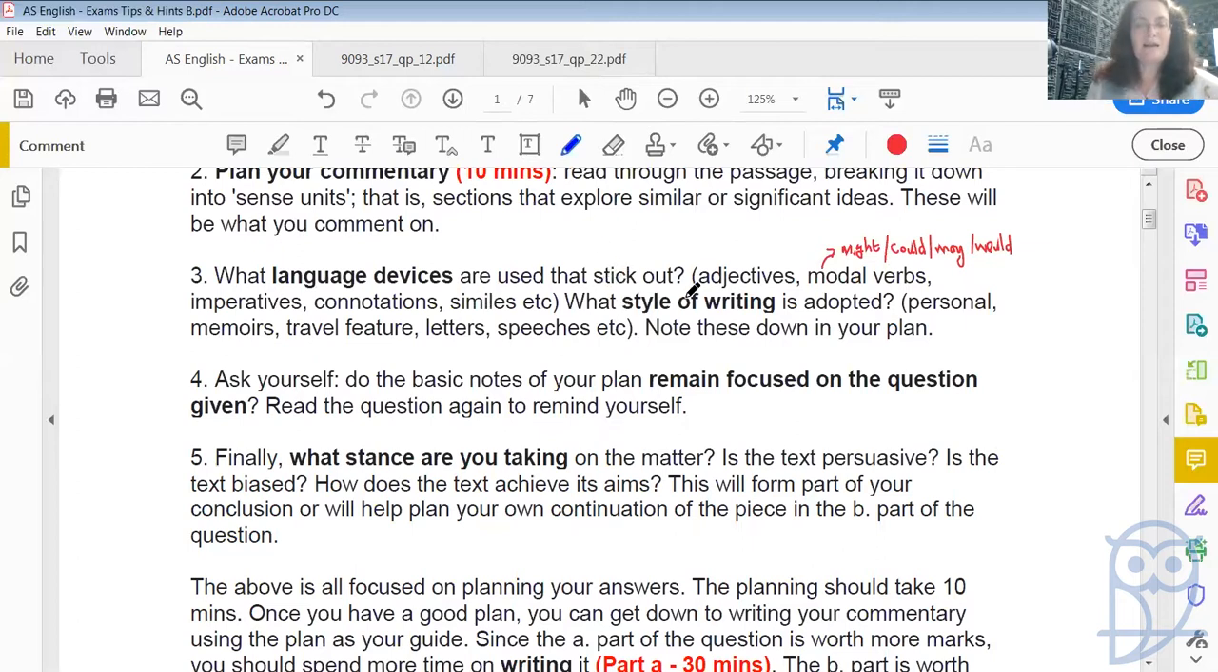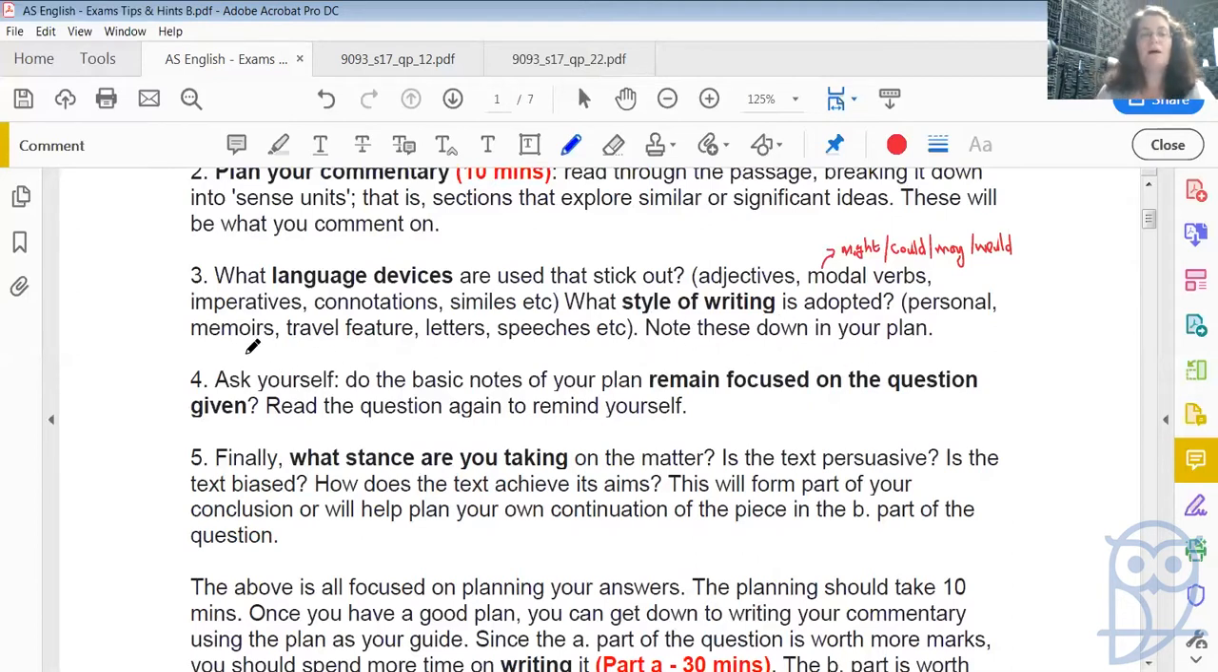What style of writing is adopted? Is it a personal style? Is it a memoir? Is it a travel feature? Is it letters? Is it speeches? Is it informative writing, for example, etc.? So remember, you get various different styles of writing, and whichever style you encounter in the passage, you should be able to describe what style it falls into. And note this down on your plan.